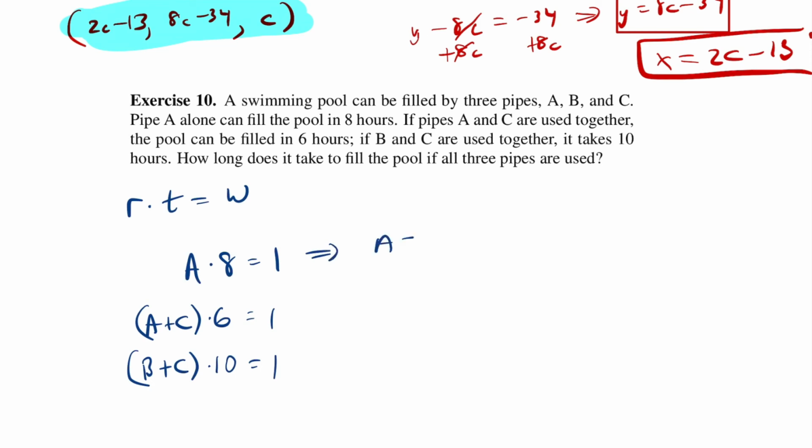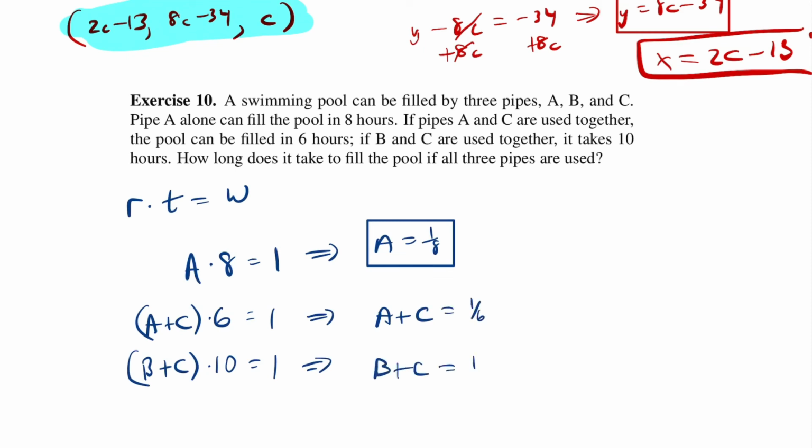So we're going to do substitution. We're going to call that 1/8. So now we have 1/8 plus C equals 1/6. If you subtract 1/8, you're going to get C equals 1/6 minus 1/8. The LCD is going to be 24. So that's going to be times 4 and times 3. So C is going to be 4 take away 3, which is 1.